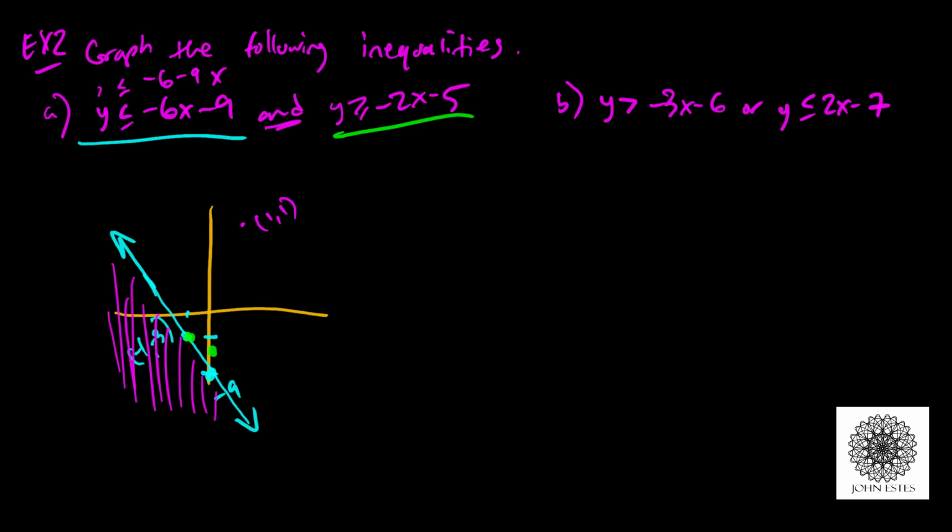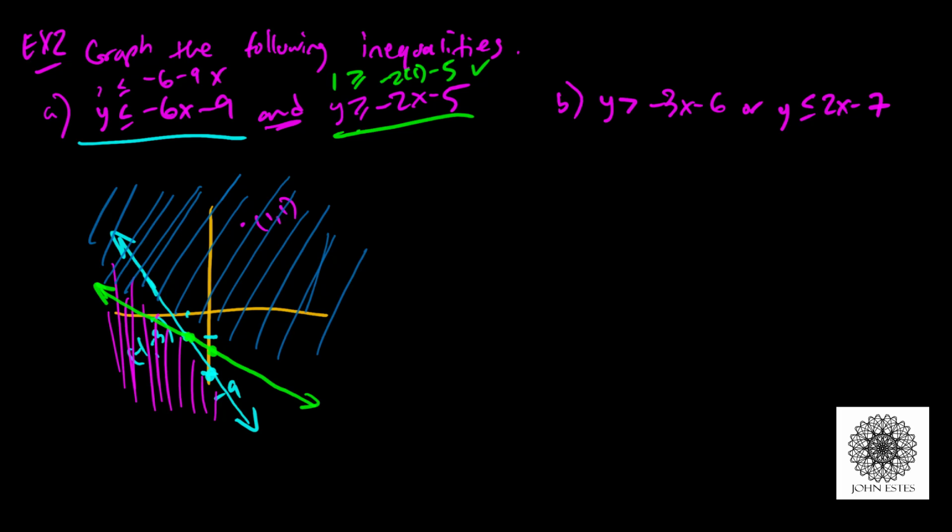Alright, so now when I graph this, I have a solid line again because it's "or equal to," and I just need to figure out which side to highlight. So let's try (1, 1) again. If I plug in (1, 1), I get 1 is greater than or equal to -2 times 1 minus 5. That's a true statement. Okay, so we graph these two things on top of each other.